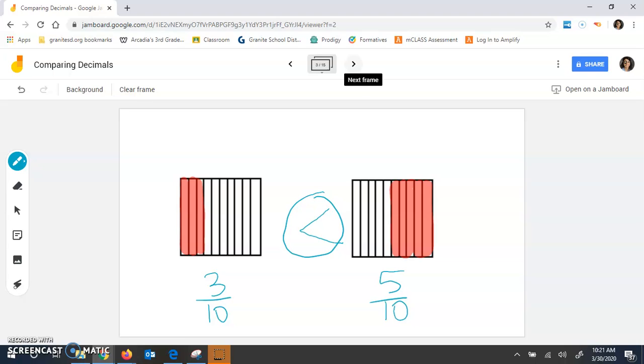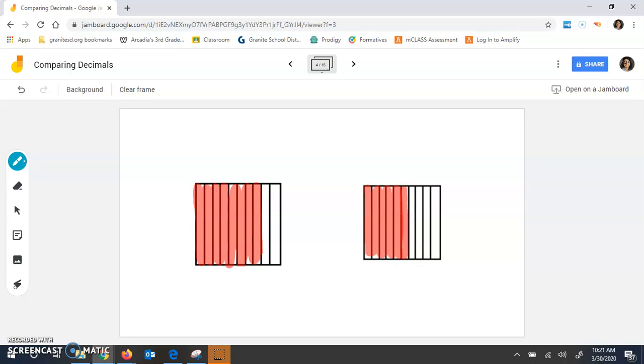Let's take a look at another model. Here it is showing us that we have 8/10, and we're comparing it to 6/10. I know that 8, my numerator, is bigger than 6. I have more shaded over here than I do over here. Therefore, 8/10 is greater than 6/10.